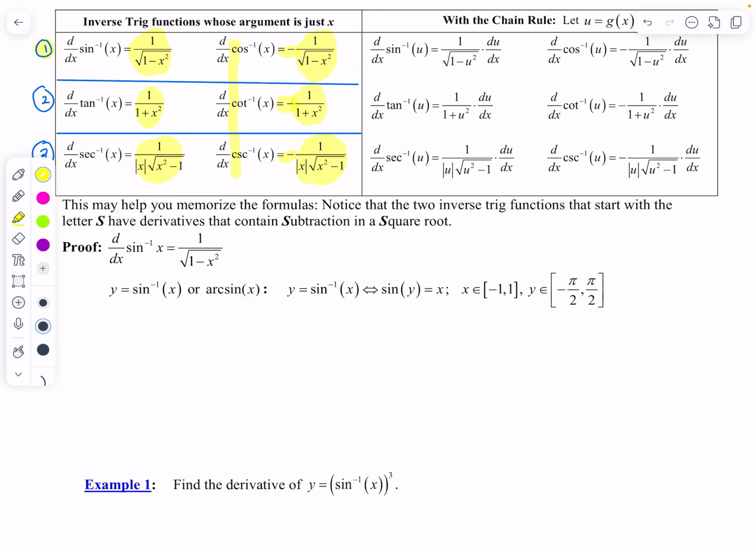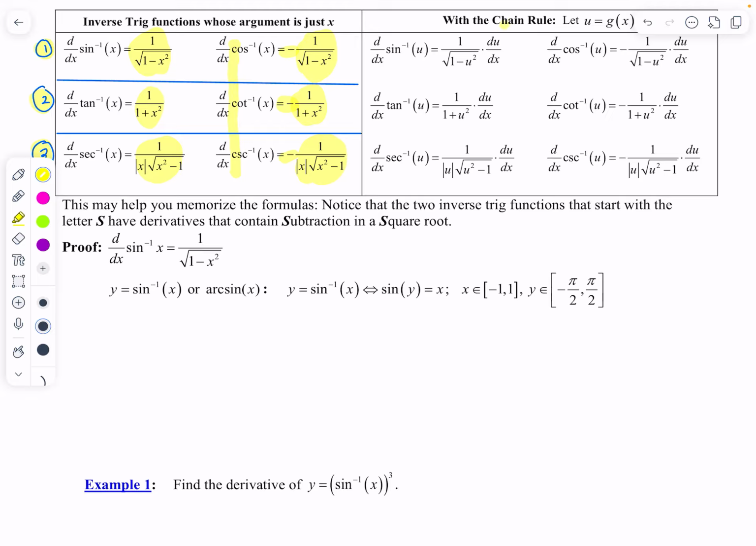Also, there's some other commonalities. Anything that starts with the letter S, i.e. sine and secant, have subtraction in their derivatives. So that will help you. If I were you, I would make note cards, one for each row. So row number 1, I would have the derivative of inverse sine and the derivative of inverse cosine on it. On note card number 2, inverse tangent, inverse cotangent. And on card number 3, the derivative of inverse secant and inverse cosecant. That's what I would do, just so I can memorize them, because you do need to memorize them.